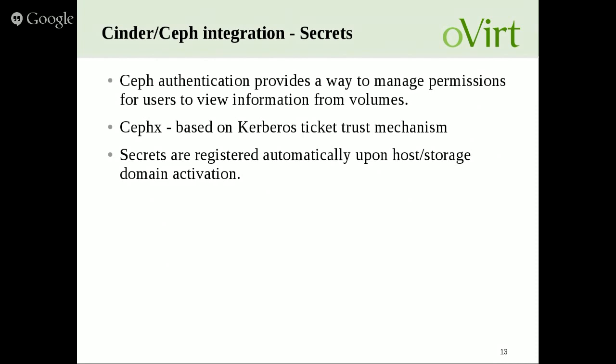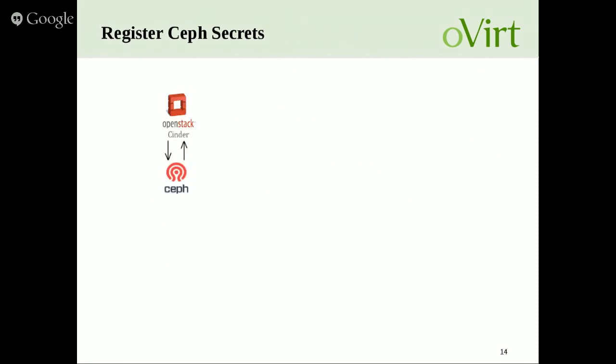Secrets are registered automatically through oVirt upon every host activation or storage domain activation, on all the hosts. So this is how the registration goes. We have OpenStack and Ceph, where Cinder communicates with the Ceph storage. Through Ceph, we generate an authentication key, which is some kind of string.